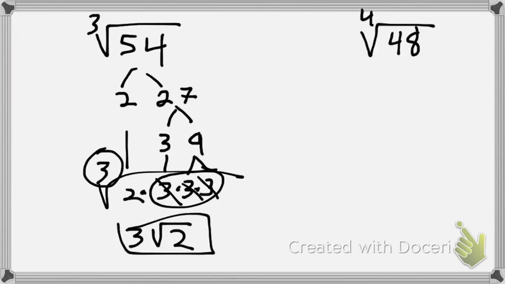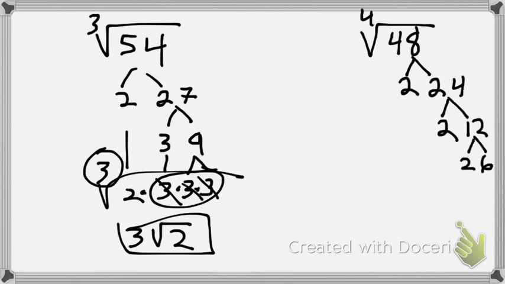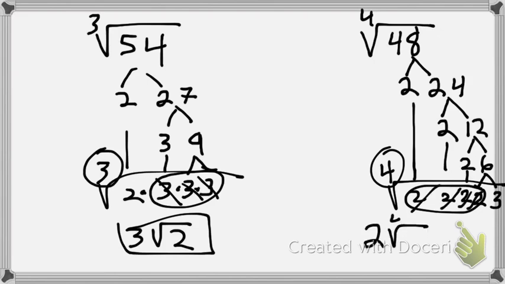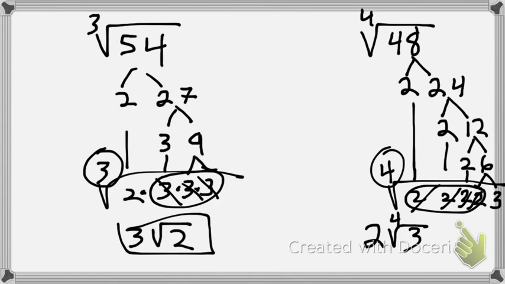We had the 4th root of 48. That gives me 2 times 24, 2 times 12, 2 times 6, 2 times 3. So the prime factorization of 48 is 2 times 2 times 2 times 2 times 3. So notice here our index is 4, so we're looking for sets of 4. Here we have 4 2s, so we can pull 1 out. And we have 2 4th root of 3.